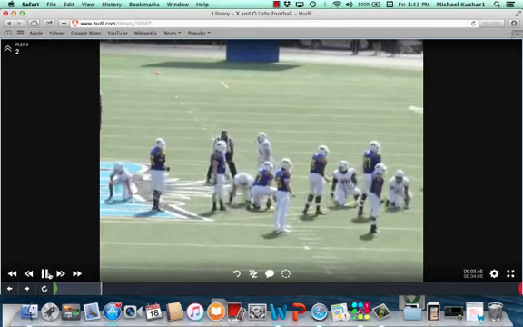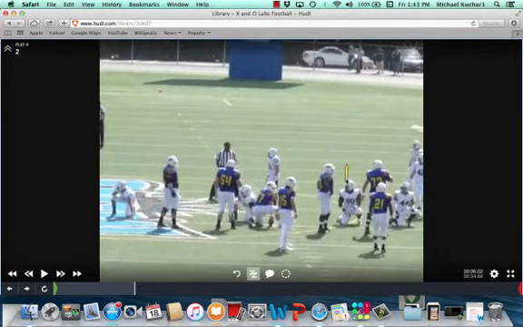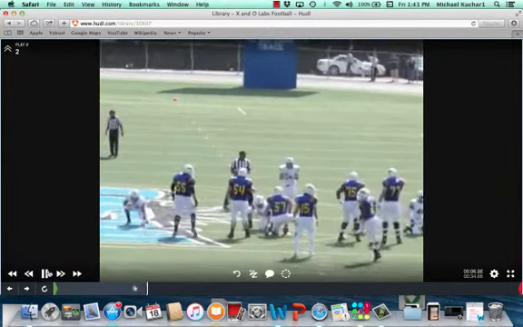So what you're seeing right now is the back is lined up to the three technique, the three technique is lined up to the back, into the boundary. Now 4-3 teams will do that, and they'll have the field fitter be the B-gap player, because of the run action based on where the back is coming at him.